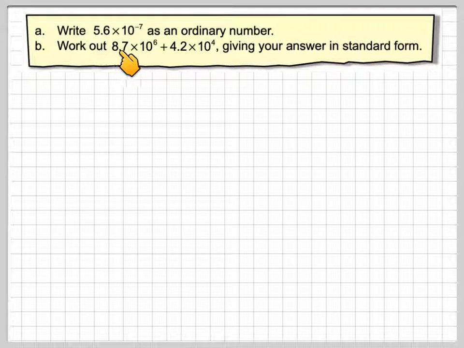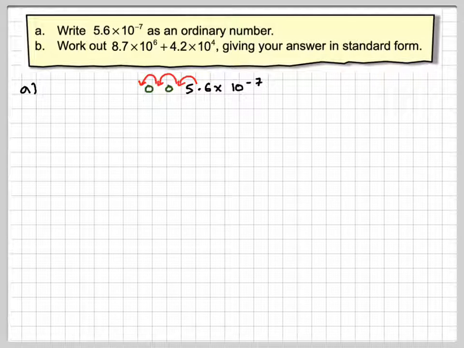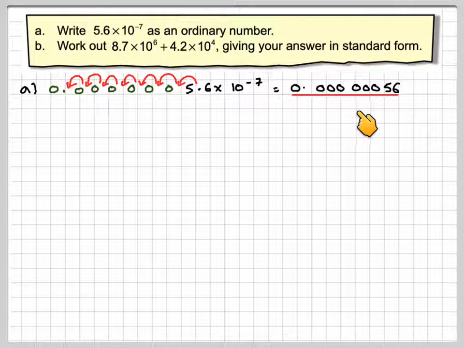It says here, write 5.6 times 10 to the minus 7 as an ordinary number. So you've got 5.6 times 10 to the minus 7. This means I have to move the decimal point 7 places. So I do that: 0, 0, 0, 0, 0. Then I put in a point. So that's moved 1, 2, 3, 4, 5, 6, 7. So my answer is going to be 0.00000056.